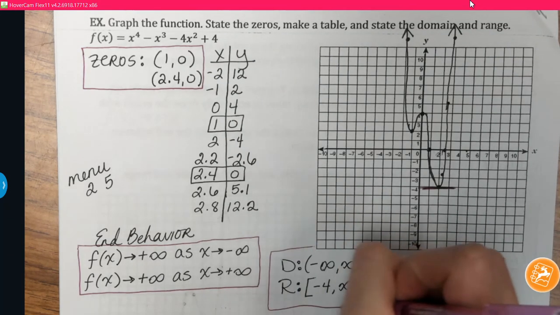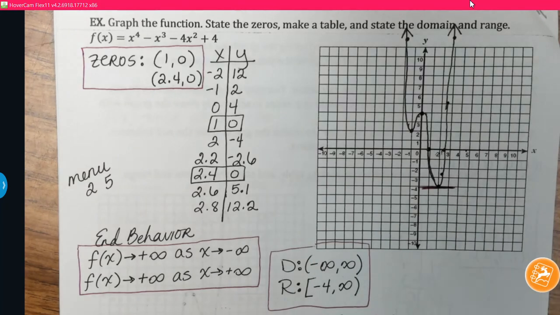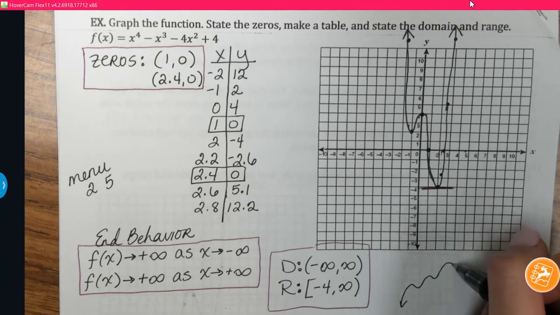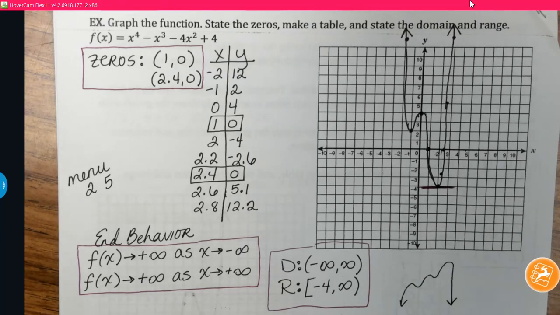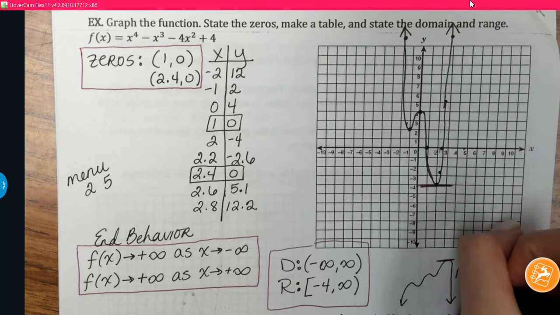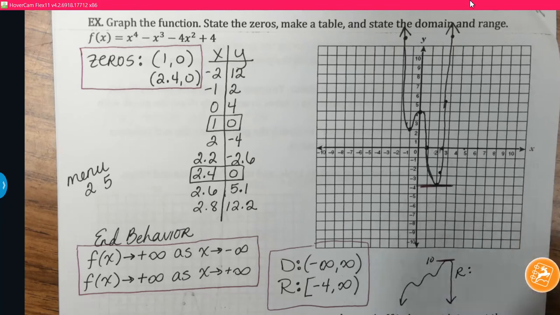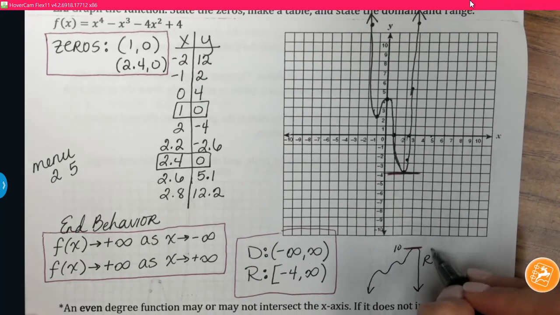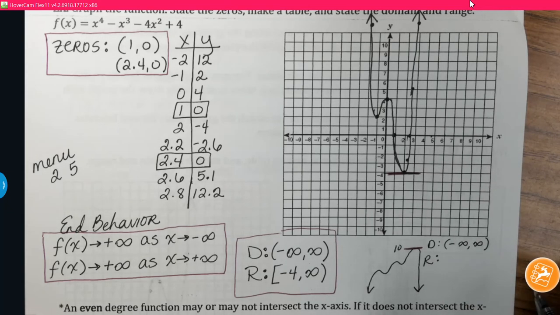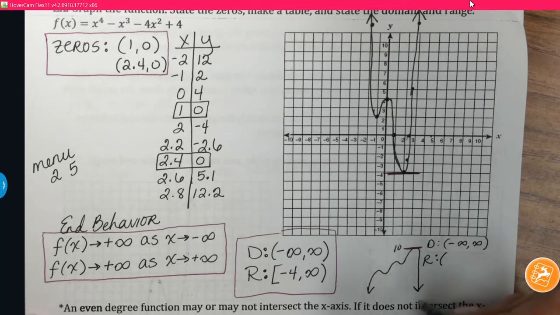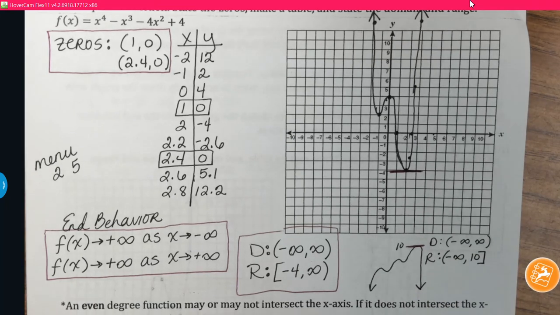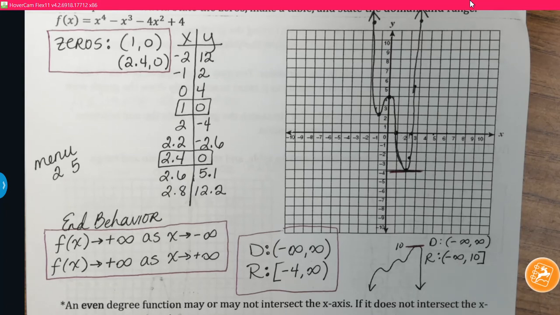Now, what if my graph was opening down? If my graph was opening down, regardless of what it looked like, okay, I would have a maximum, and that would be my range. So say hypothetically that was at 10, okay, my domain would still be negative infinity to positive infinity. It's not going to change. My range would go, it's going down, so it would go from negative infinity and cut off at the max of 10. So hypothetically, that's what your range would look like.